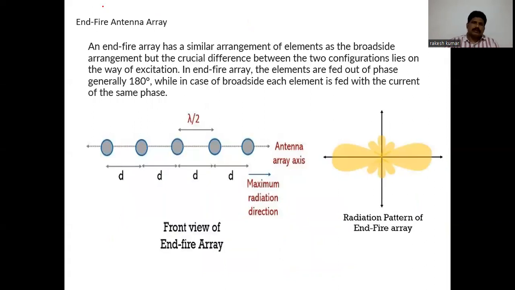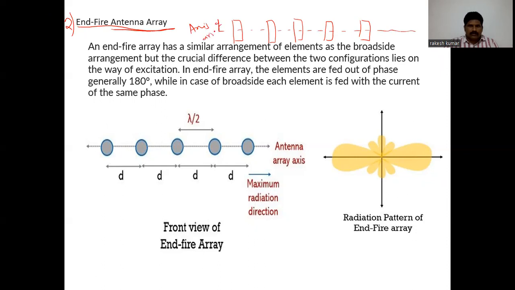Now come to the second classification, the end fire array. End fire array means the only difference is here. Let us consider these are the current elements. So here, what is the axis of array? This is my axis of array. In this, the maximum radiation will be along the axis of array.